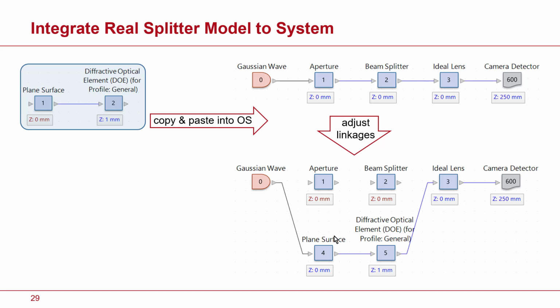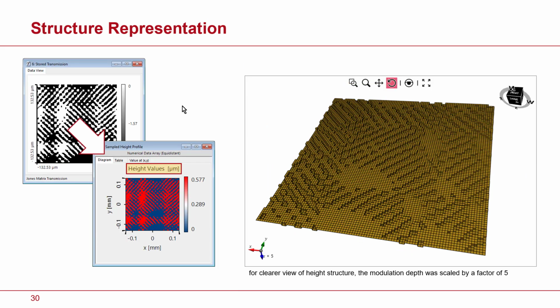And now we just adjust the linkages. So instead of up here, we just move the mouse down here to the plane surface and the diffractive optical element, and together they now build the real element with one surface, fused silica and 1 millimeter distance, and then the structure on the second surface. The structure representation is proportional to the phase representation. That's a typical aspect if we are in a paraxial domain. So here is also a 3D depiction of the structure.